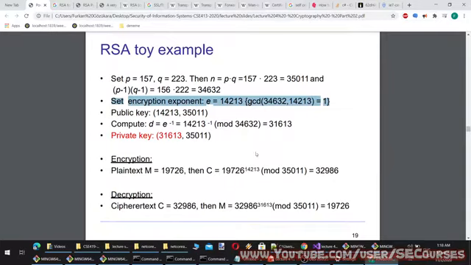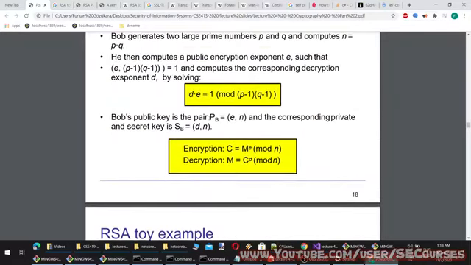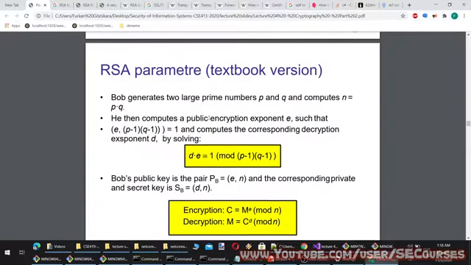Set encryption exponent E equals 14,213, GCD of 34,632 and 14,213 equals 1. So what is GCD? Let's check it out. D times E equals 1 mod (P-1)(Q-1). This one.